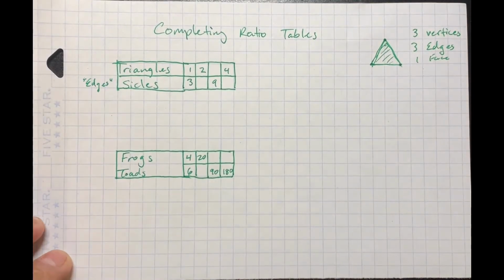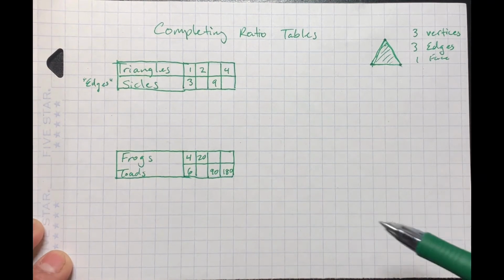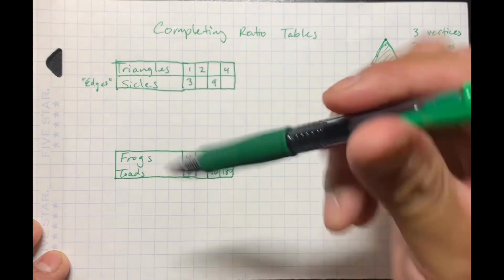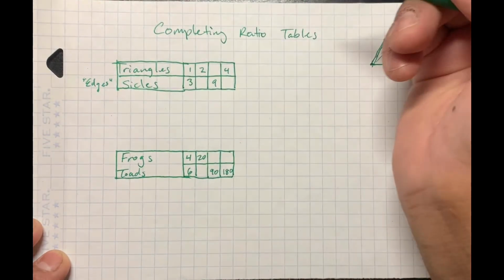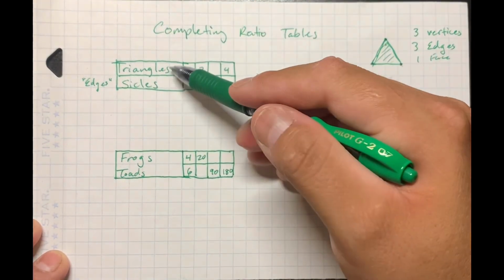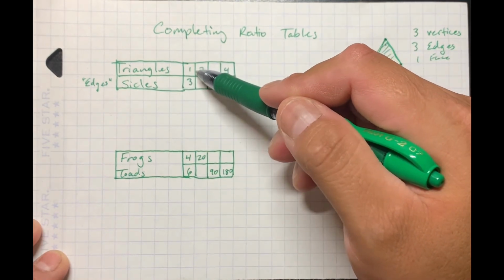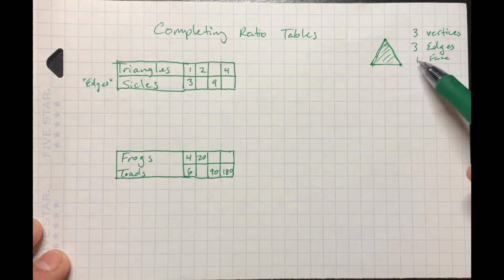A little bit of geometry there for you guys. All right, so we do have a unit ratio here. What comes first, I guess, in the numerator is the triangles, and the denominator is the sides. So we have one triangle that has 3 sides that we just saw here.